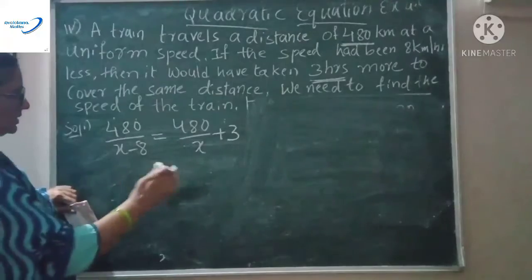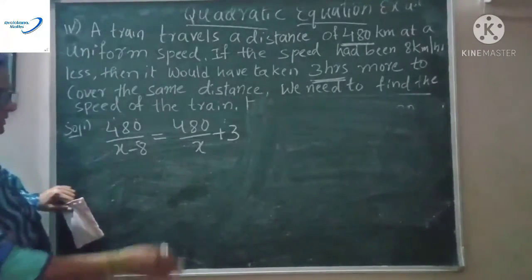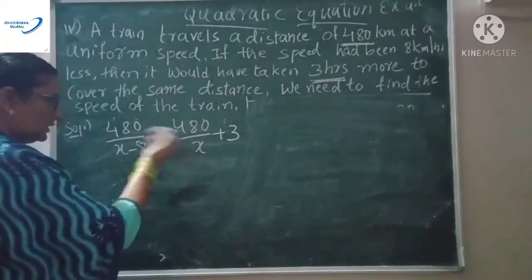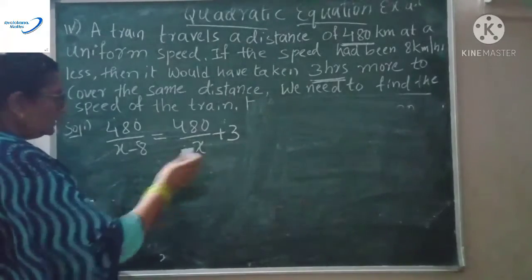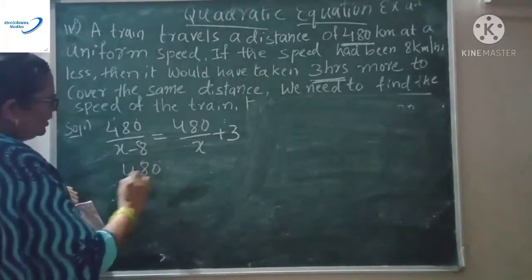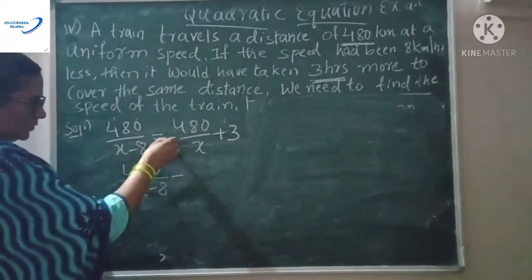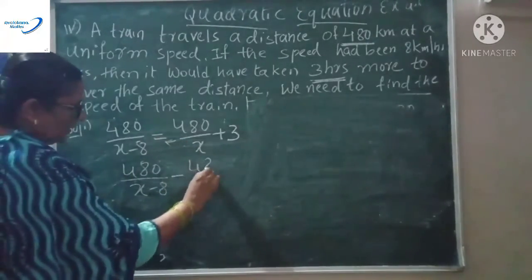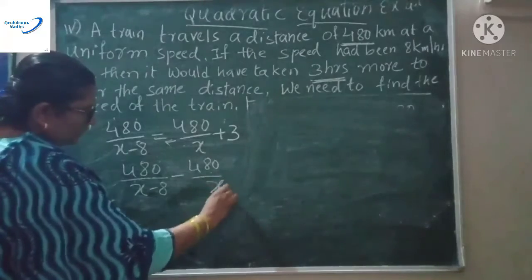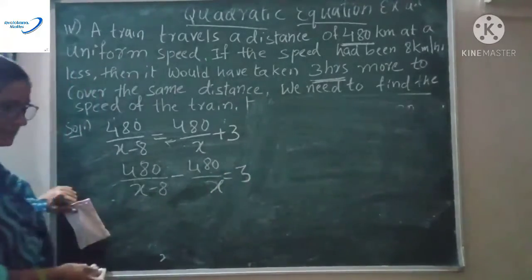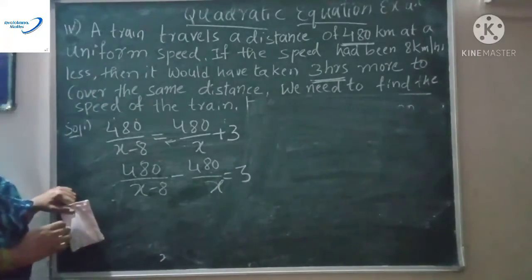Okay, now the question comes here. It can be solved in many ways. First of all, I will transfer this term to this side and keep the 3 as it is. So what happens here? 480 upon x minus 8, this whole thing I am bringing to the left hand side: minus 480 upon x is equal to 3, which remains as it is. Now you have to take the LCM.